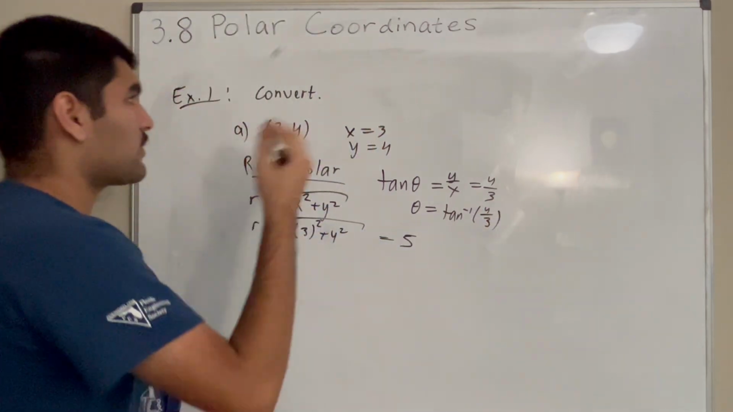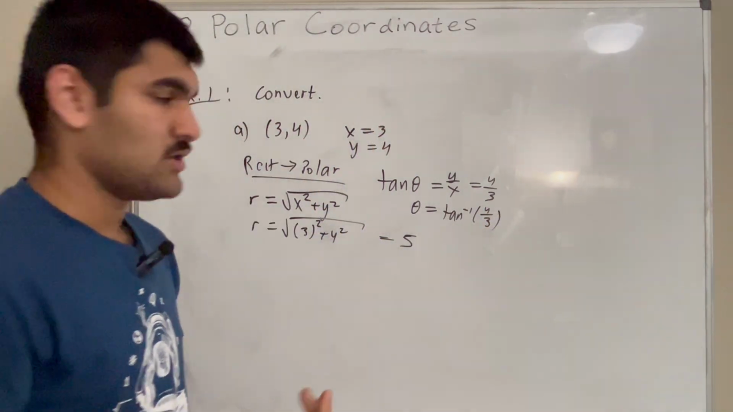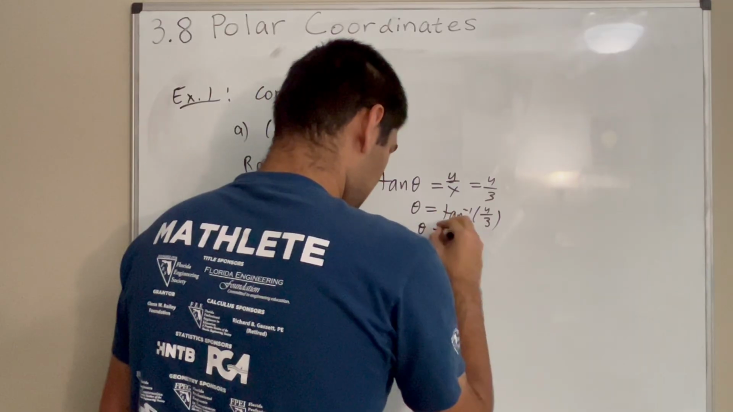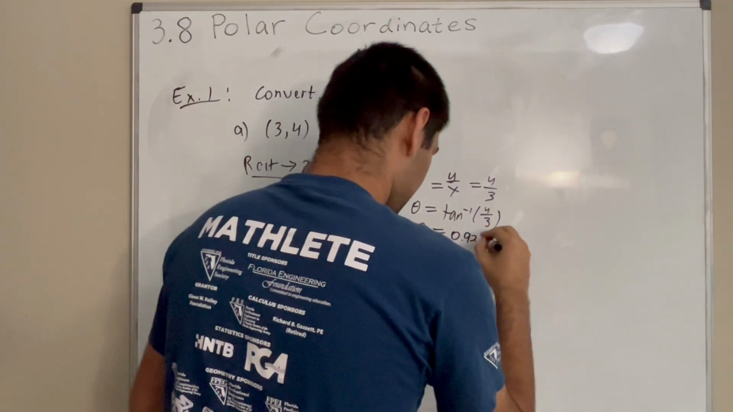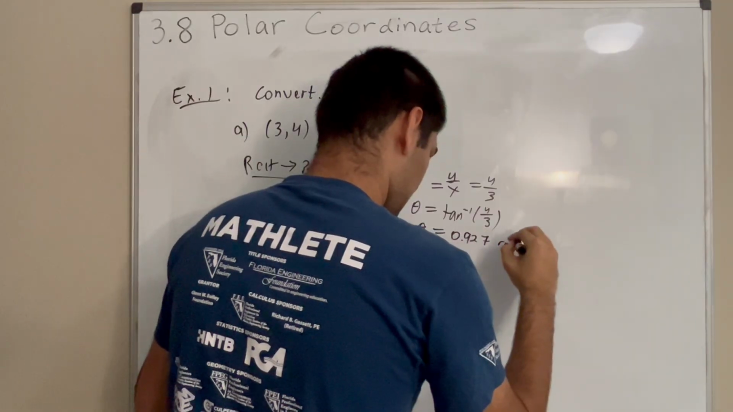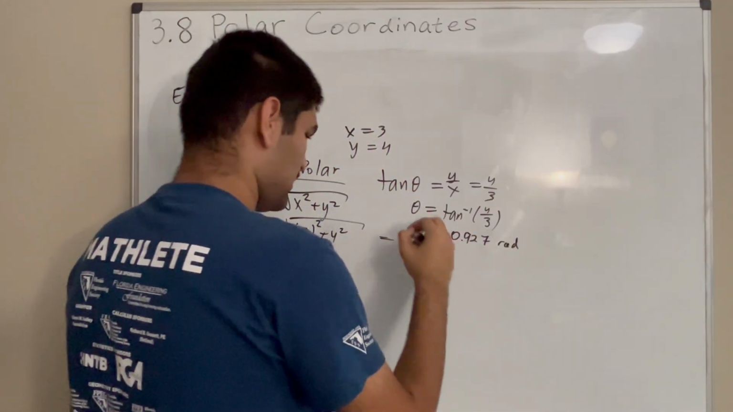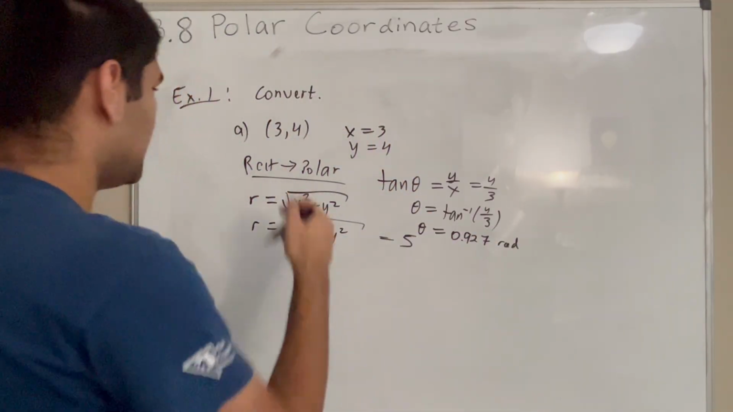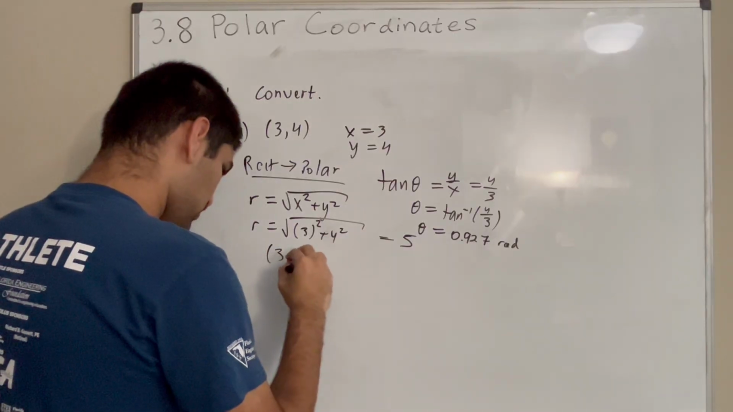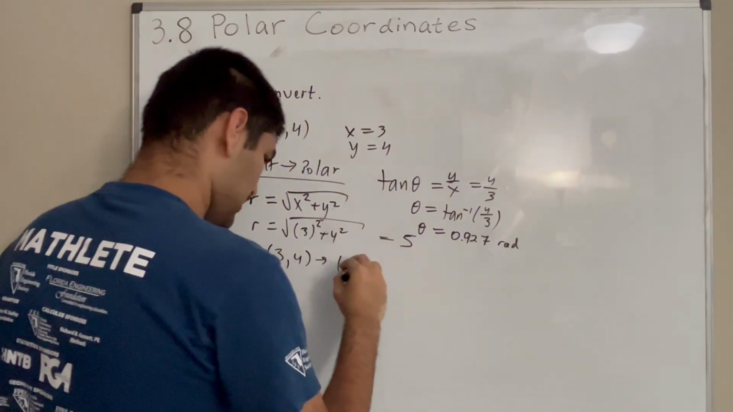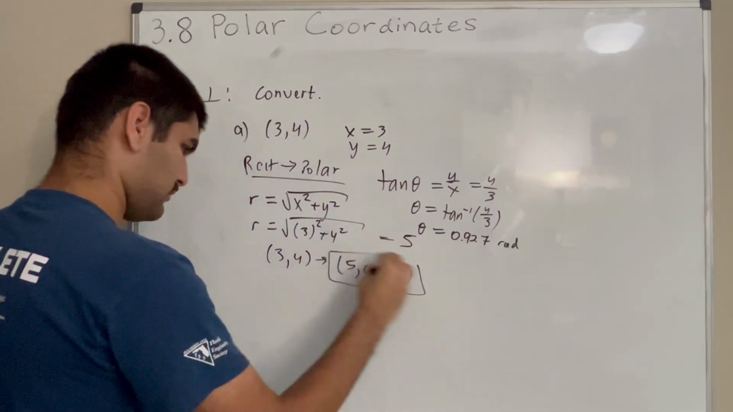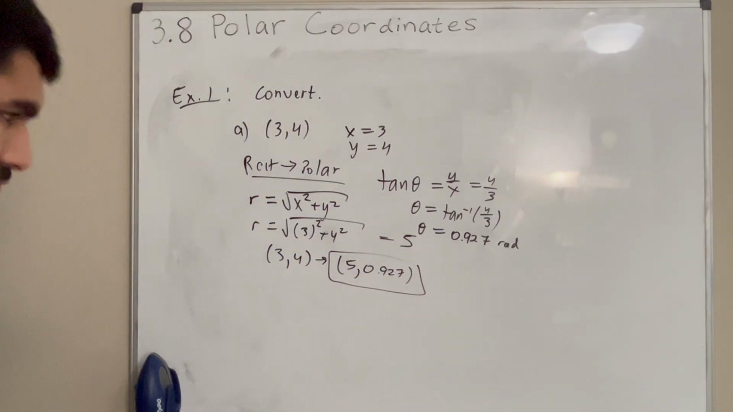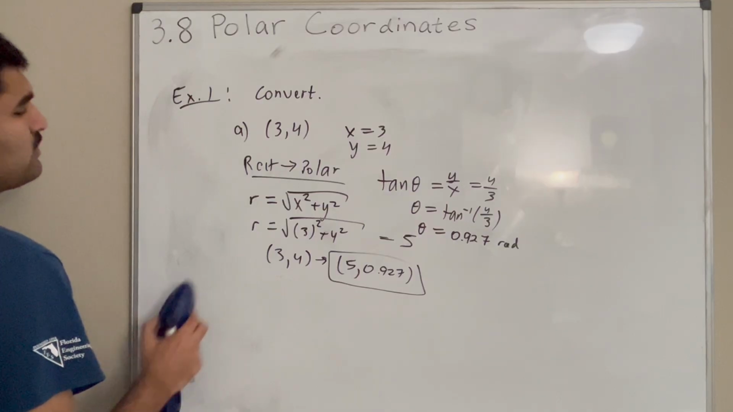And for our purposes, we're going to be in radians. Okay, so then theta is approximately 0.927 radians. And I'll just include that at the end, but you don't really have to. Okay, so then this point in polar coordinates is 5 and then 0.927. Nice. Let's do another example.